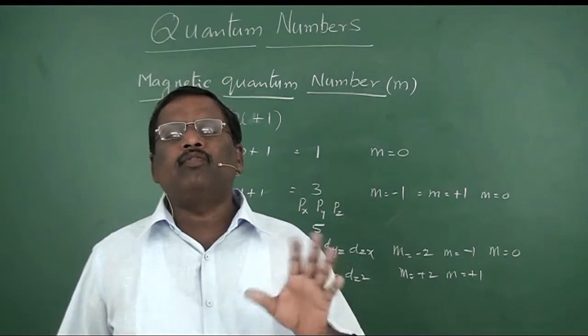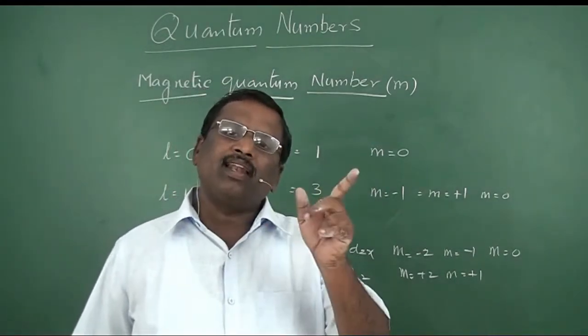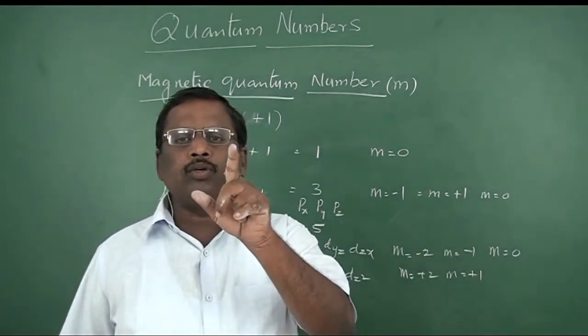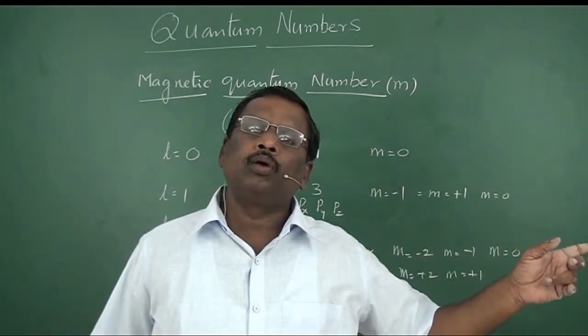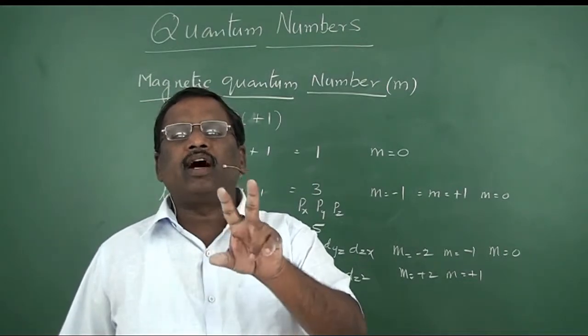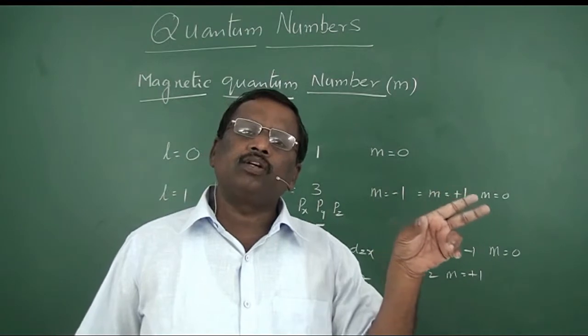The small m values are from minus L to plus L, including 0. That means if L is equal to 0, m will have only one value, that is m is equal to 0. If L is equal to 1, m will have 3 values. They are m is equal to minus 1, m is equal to plus 1, m is equal to 0.